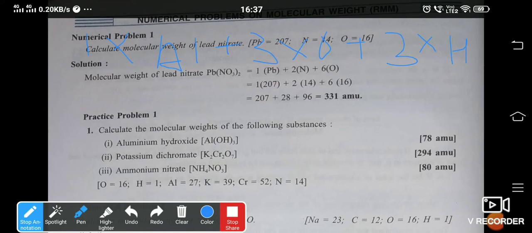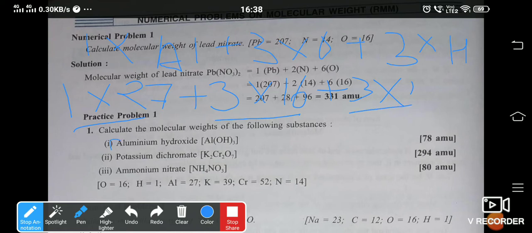Now you can see the atomic mass numbers at the bottom of the question. Aluminium is 27, oxygen is 16, and hydrogen is 1. So it will become 1 into 27 plus 3 into 16 plus 3 into 1. Now multiply and write it as total: 27 plus 48 plus 3. An easier way to do it is 27 plus 3 is 30, and 30 plus 48 is equal to 78. You can see the answer 78 here.